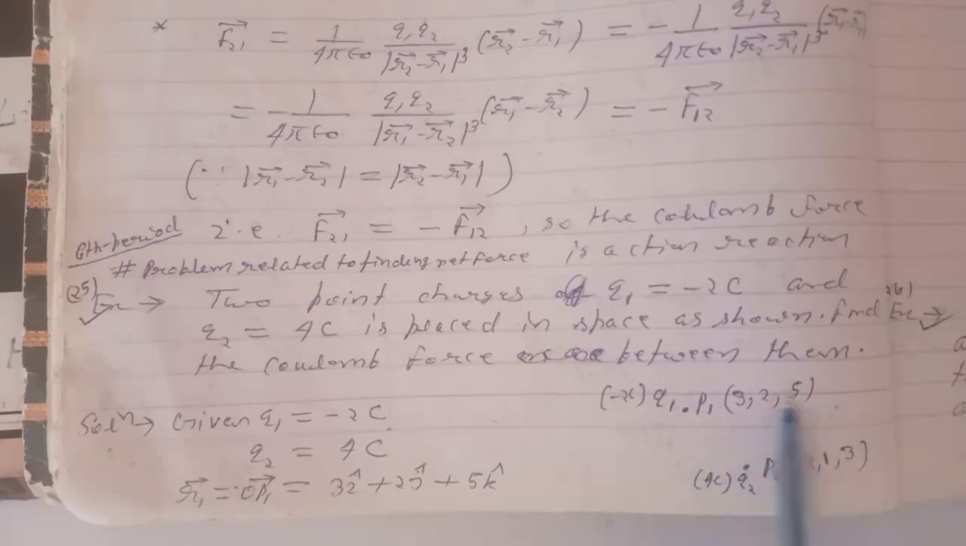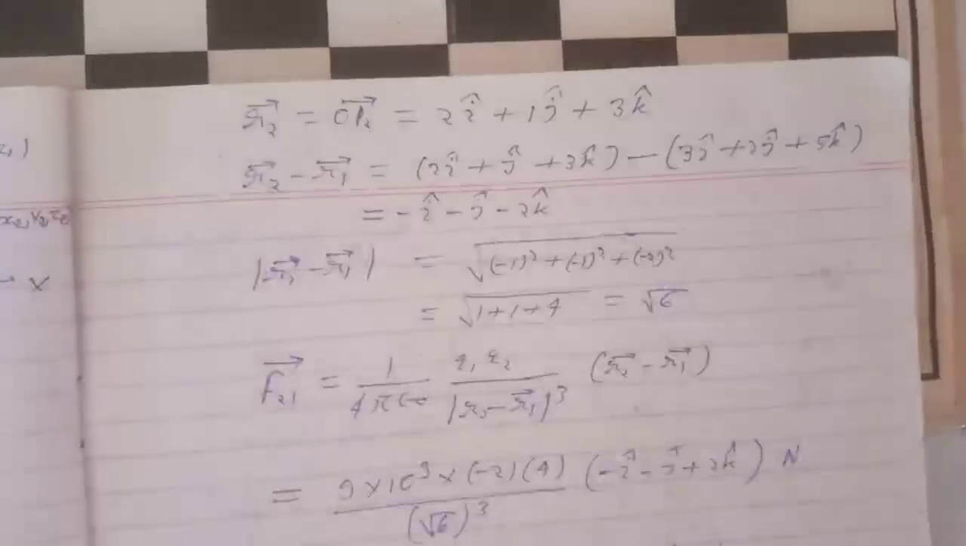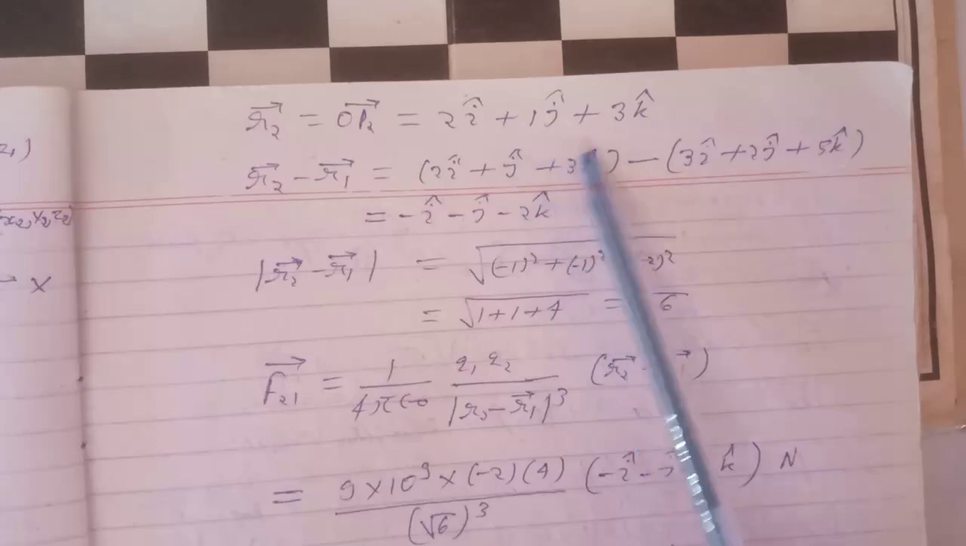P1 and P2 are points whose coordinates are given, and the charge values are Q1 equal to minus 2 coulomb and Q2 equal to 4 coulomb. Now R1 vector, that is the position vector of point P1, OP1 vector taken from the origin, is 3i cap plus 2j cap plus 5k cap. Similarly, R2 vector equals OP2 vector, 2i cap plus 1j cap plus 3k cap.